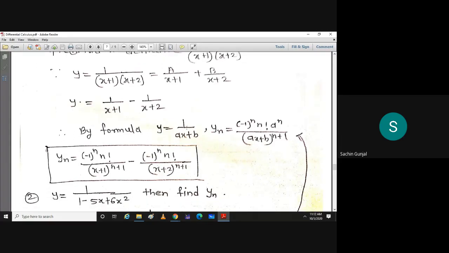Using the formula, 1 upon ax plus b has nth derivative minus 1 raised to n into n factorial a raised to n upon ax plus b raised to n plus 1. The coefficient of x is 1 in both cases. So minus 1 raised to n into n factorial into 1 raised to n upon x plus 1 raised to n plus 1, minus minus 1 raised to n, n factorial, 1 raised to n, upon x plus 2 raised to n plus 1. Is that clear?